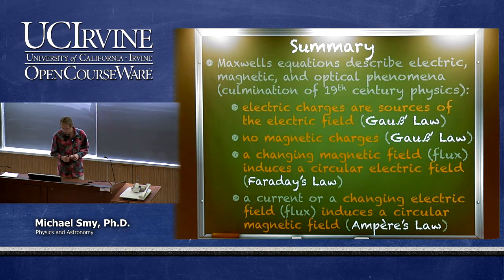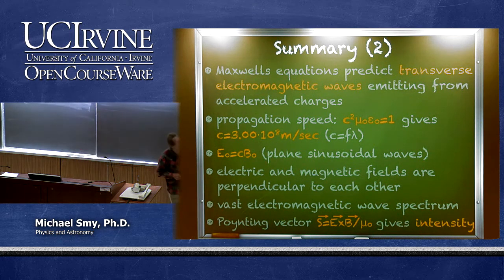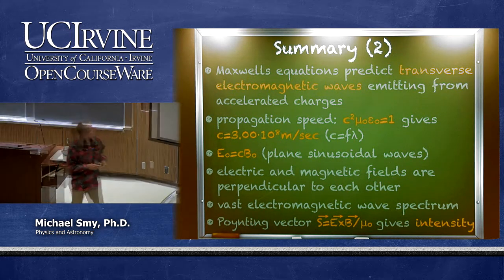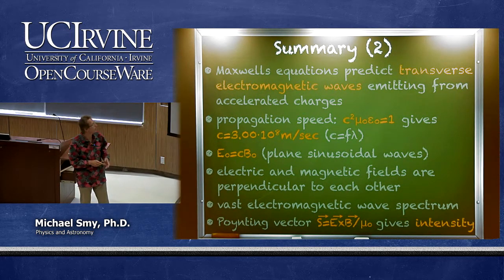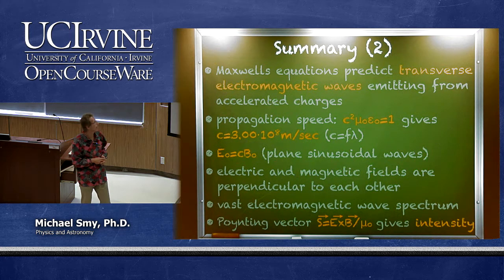Then Faraday's law states that a changing magnetic field or flux induces a circular electric field. And Ampere's law states that a current or a changing electric field or flux induces a circular magnetic field. Maxwell's equations predict transverse electromagnetic waves emitting from charges if those charges are accelerated. The propagation speed is given by this equation, c² times mu naught times epsilon naught equals 1. And that, if one plugs in the numbers, gives us a propagation speed of 3 times 10 to the 8 meters per second, which is also the speed of light.